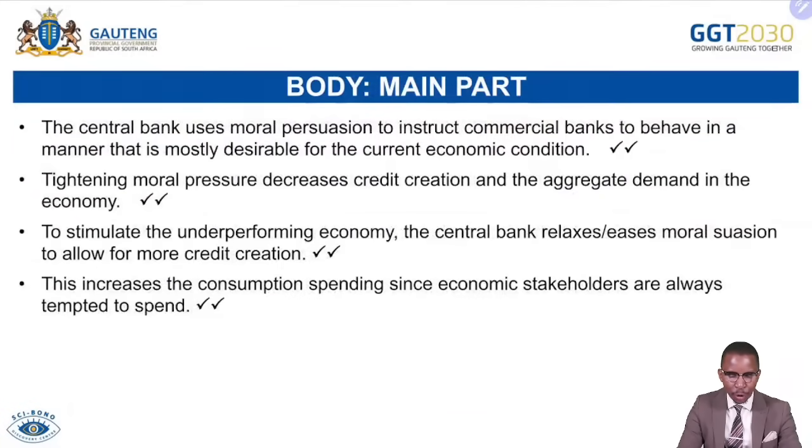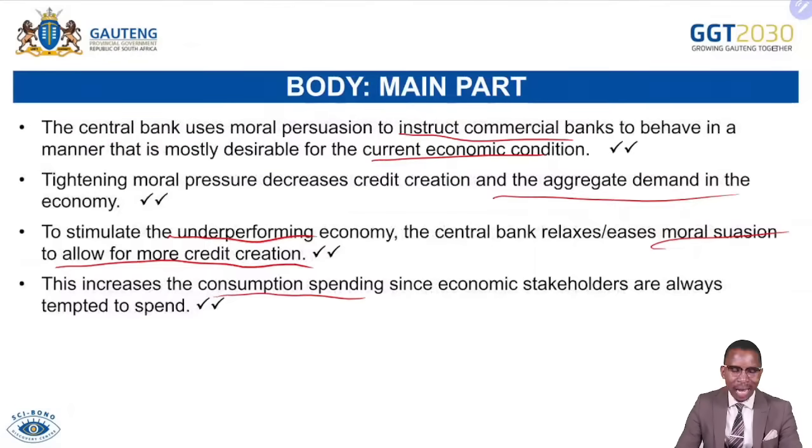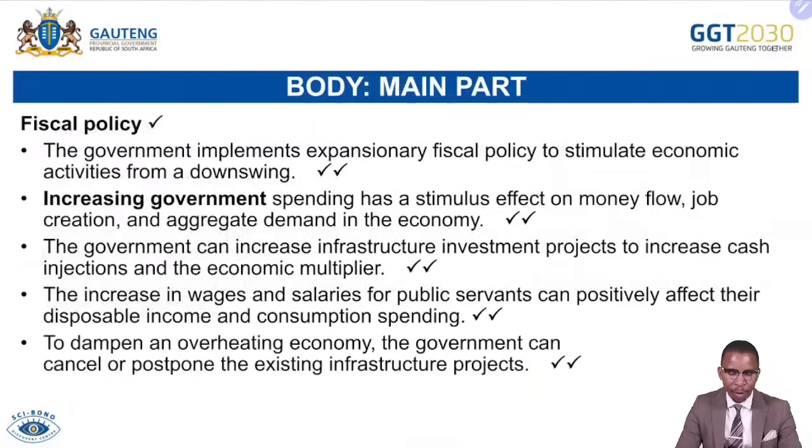So we continue. The central bank uses moral persuasion or moral pressure to instruct commercial banks to behave in a manner that is highly desirable based on the current economic conditions. Tightening moral persuasion decreases credit creation and aggregate demand in the economy whenever the economy is at peak or prosperity. To stimulate the underperforming economy at trough or downswing, the central bank relaxes or eases moral suasion to allow more credit creation in the economy. This increases consumption spending since economic stakeholders are always tempted to spend. They spend money they don't even have.